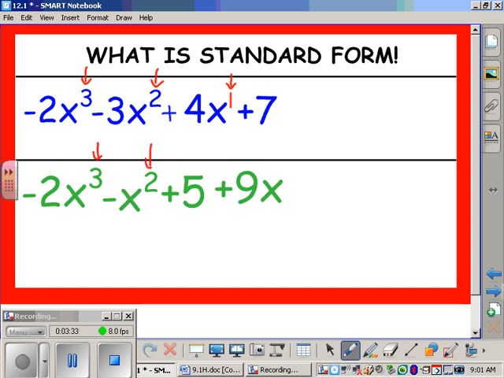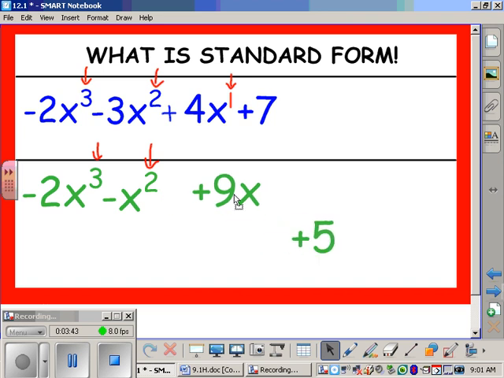So now we have 3, 2. So now we're looking for the next term with an exponent of 1 for its variable. And recall that 5 is a constant because it has no variable, so it will go at the end of our polynomial. Now we have reorganized our terms in this polynomial and put them in standard form.